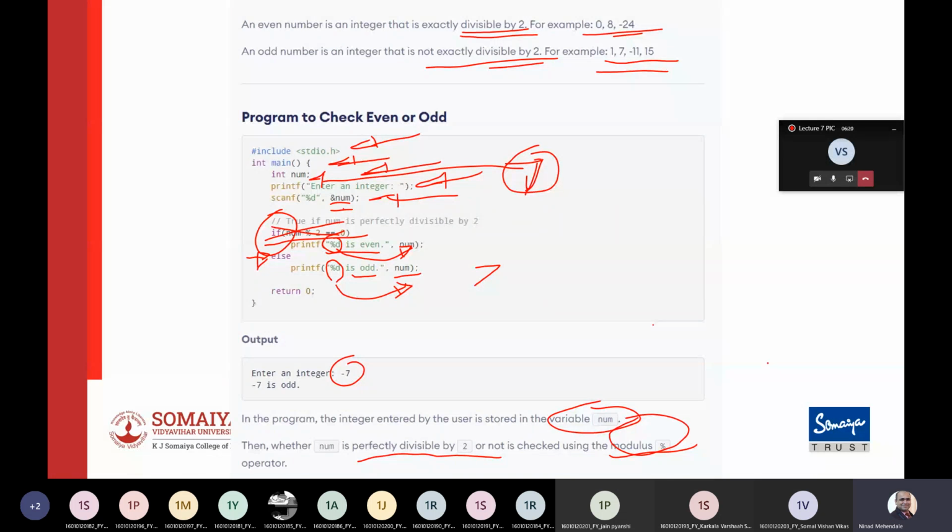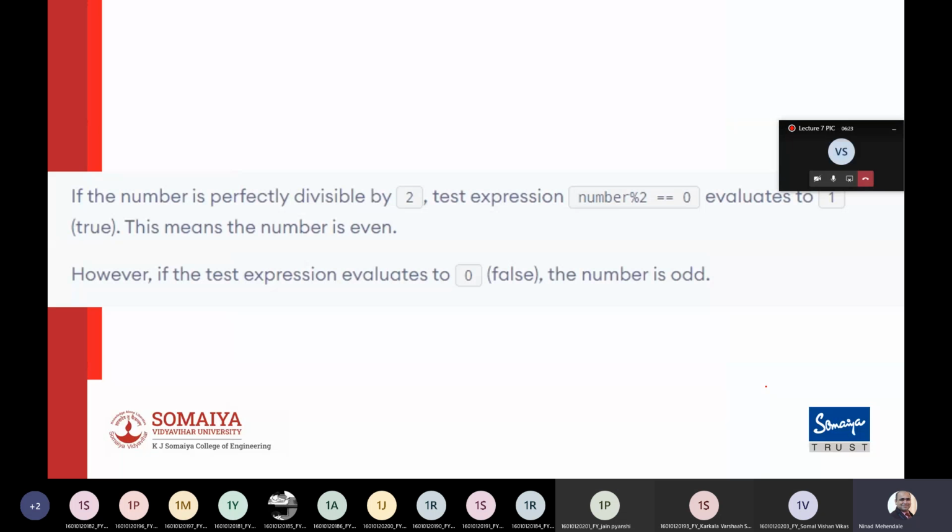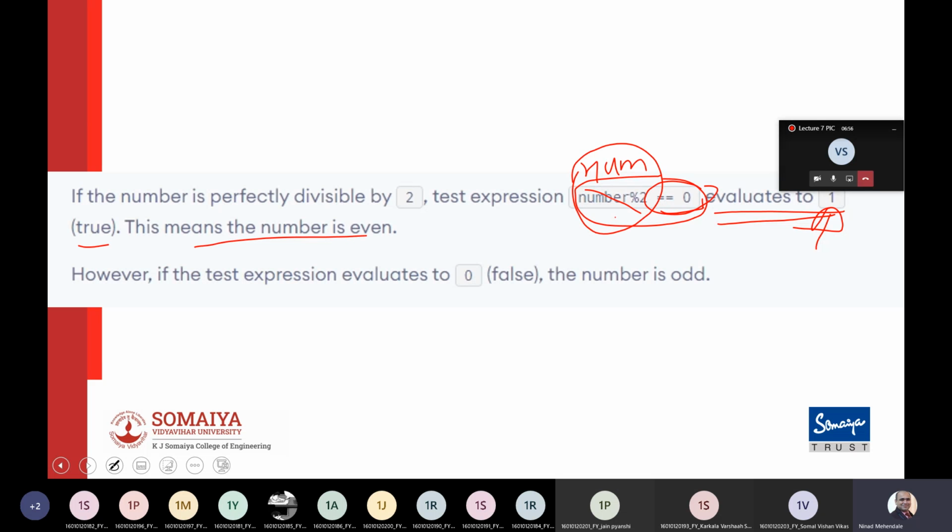Next program we are going to study is, okay, so in the same program, if the number is perfectly divisible by 2, then this expression num %2 is equal to 0. And if this condition evaluates to 1, that is, the remainder of the division is 0, then this condition is true, and that means the number is even. However, if this expression fails to evaluate to true, then the answer is 0, and that's why the number will be odd.